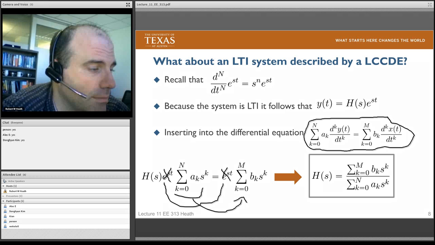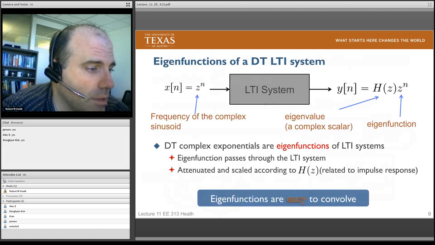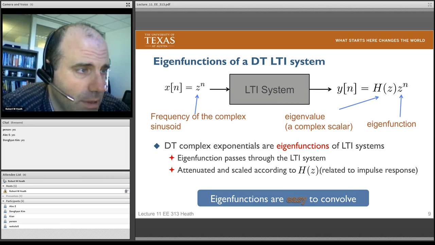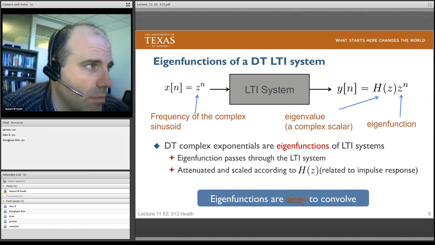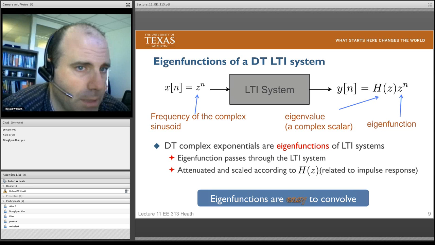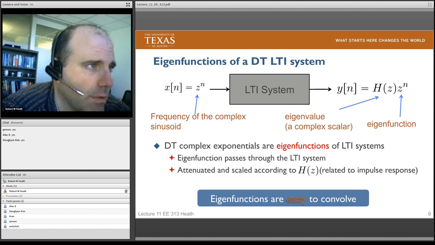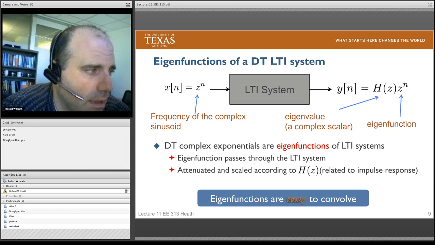Now let's look at the eigenfunctions of a discrete-time LTI system. For a discrete-time LTI system, the form is a little bit different. Consider x of n equal to z to the n. Here z is a complex number, and this looks like the roots that we've already been looking at for discrete-time difference equations. So let's put this z to the n in.